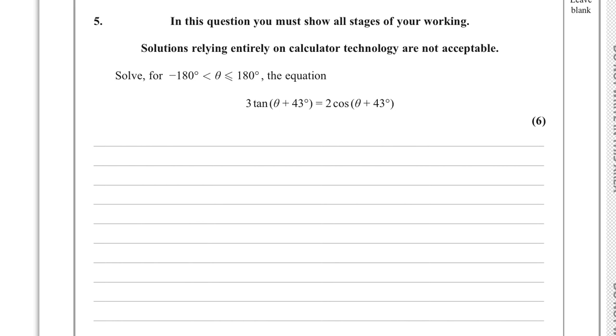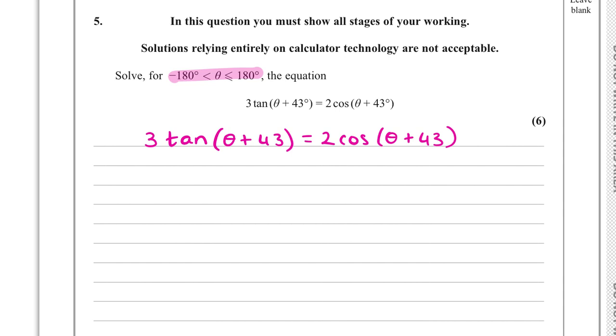Okay, question 5. With this question, whenever you see degrees or radians, what's the first thing you should put your calculator into? Yeah, degrees or radians. So I've got a trick question. It says degrees. Make sure your calculator's in degrees. That's the first thing you should do. Then it says 3 tan of theta plus 43 equals 2 cos of theta plus 43.